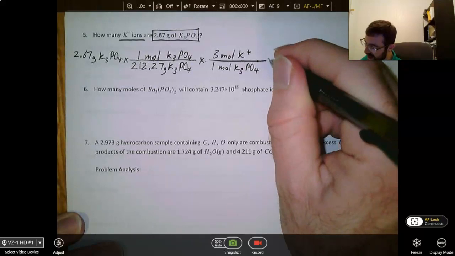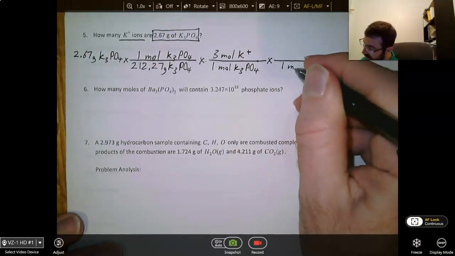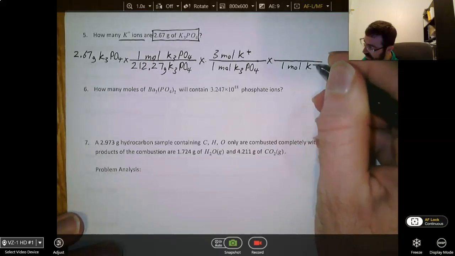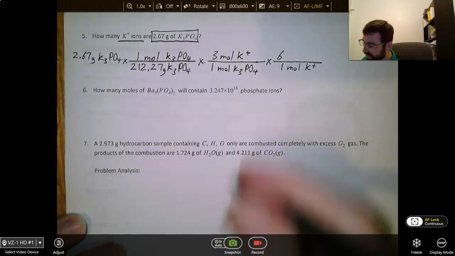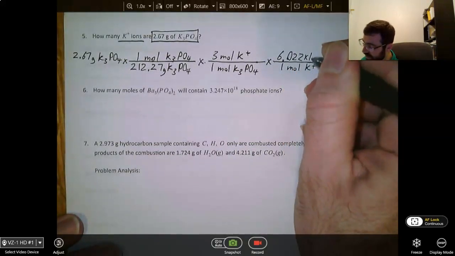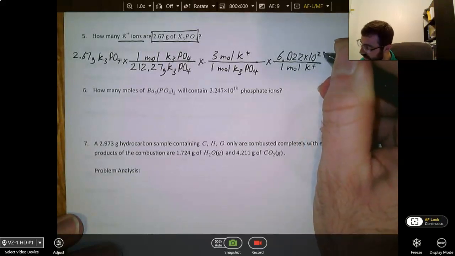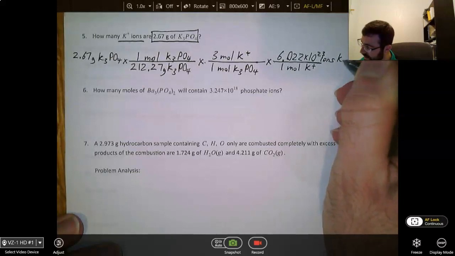Now I want to switch to ions. So for every 1 mole of K plus, I have ions or particles. So I'm going to have 6.022 times 10 to the 23rd power ions of K plus.